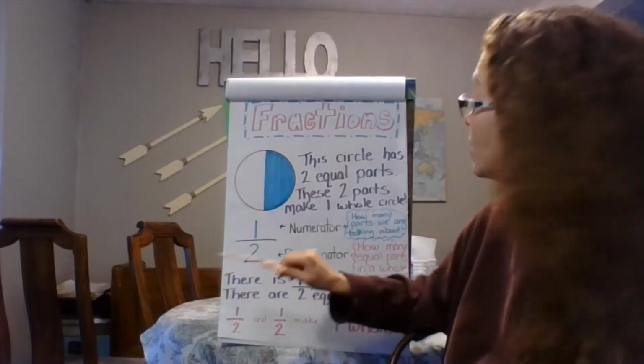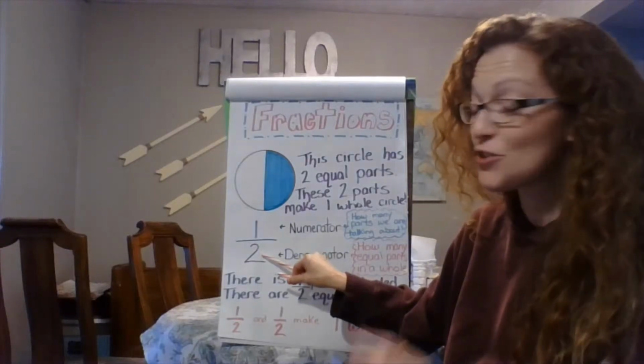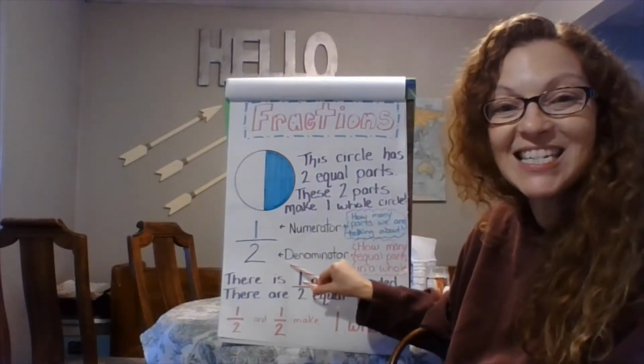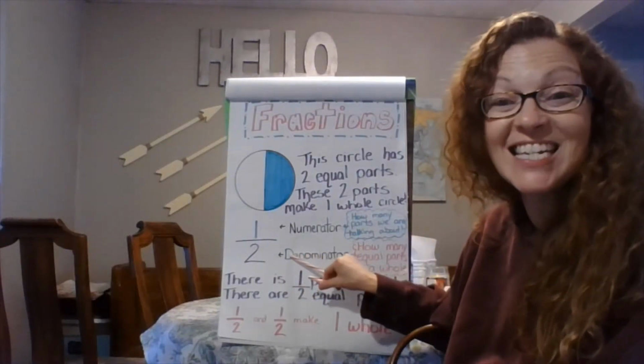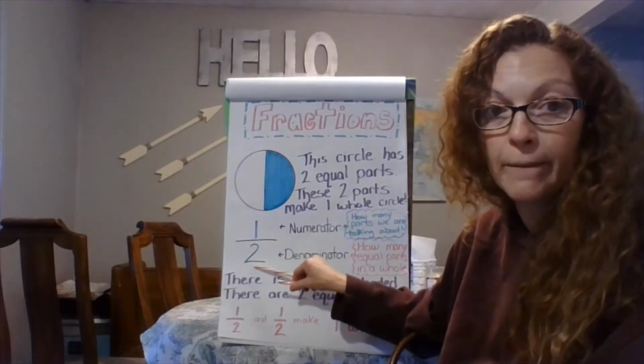My candy cane again. The bottom number is down. Do you remember this trick? So that is the denominator. The denominator, down. This number tells you what?